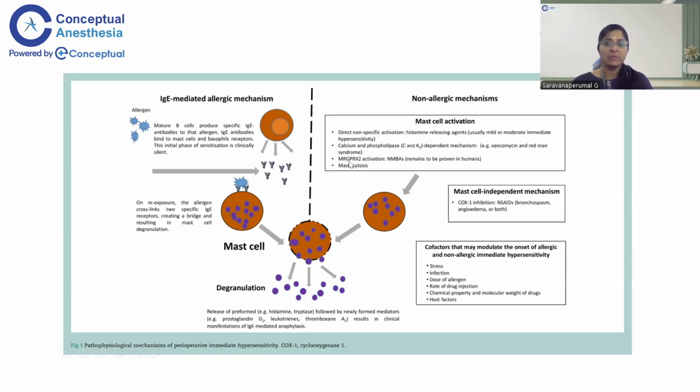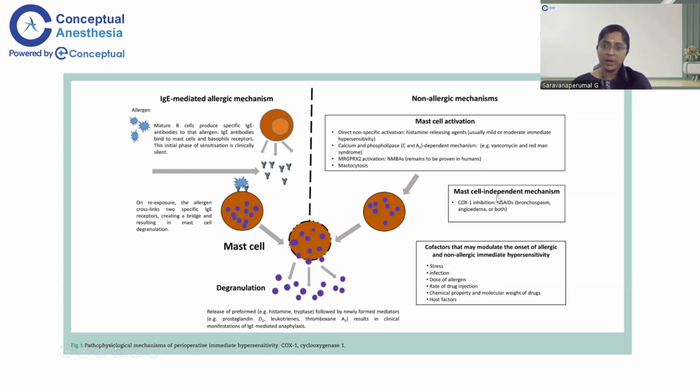Another mechanism is MRGPRX2 activation, which is the neuromuscular blocking drug related mechanism. Another is mastocytosis, a clonal disorder which can manifest as cutaneous reactions like erythema and hives in the case of cutaneous mastocytosis in pediatric age groups, or a systemic mastocytosis which results in unexplained anaphylaxis in an elderly or an adult patient.